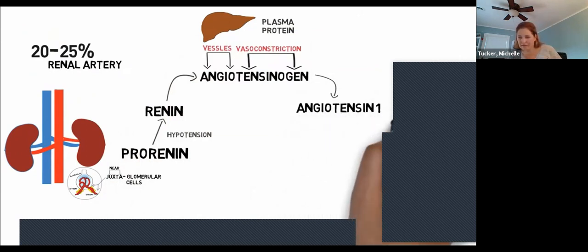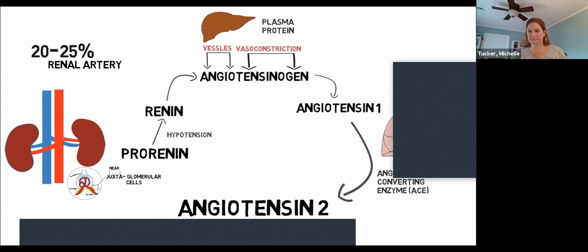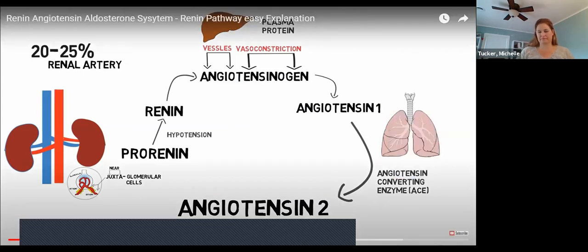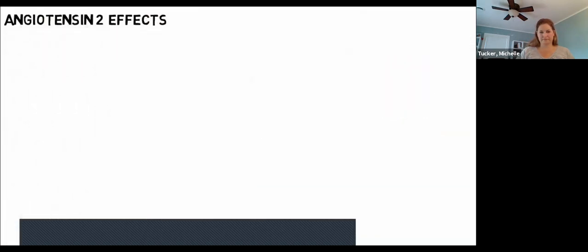The next step takes place in the lungs when the enzyme angiotensin converting enzyme acts on angiotensin I and converts it into angiotensin II. The angiotensin II is a powerful vasoconstrictor which mediates the effects of the renin-angiotensin-aldosterone system. Let's look at the effects of angiotensin II on blood vessels.